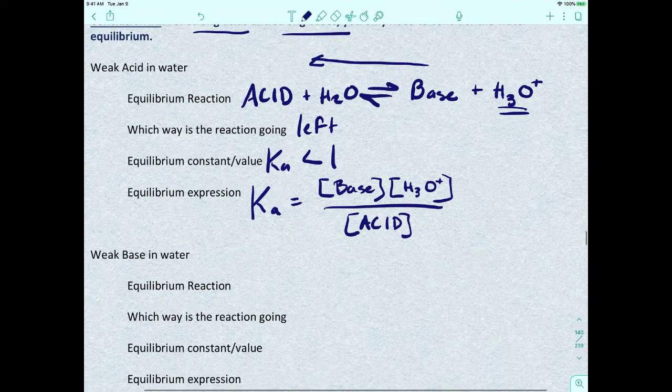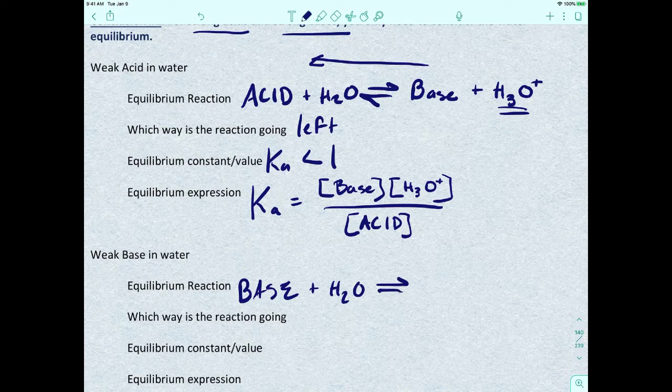Now, if you have a weak base in water, that reaction would look like this. Your base plus water, where water acts as an acid this time, forms a conjugate acid plus hydroxide ion. This is what the weak base reaction will do: it will form hydroxide ion. Now, which way is the reaction going?